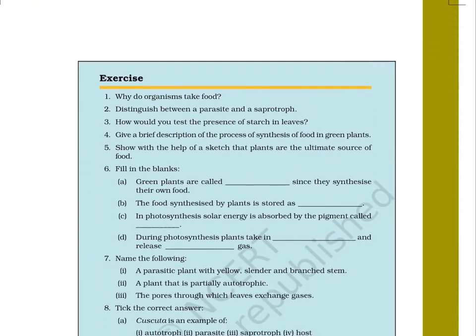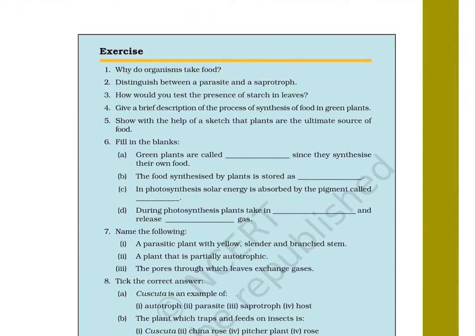Page 9. Exercise. 1. Why do organisms take food? 2. Distinguish between a parasite and a saprotroph. 3. How would you test the presence of starch in leaves? 4. Give a brief description of the process of synthesis of food in green plants. 5. Show with the help of a sketch that plants are the ultimate source of food.